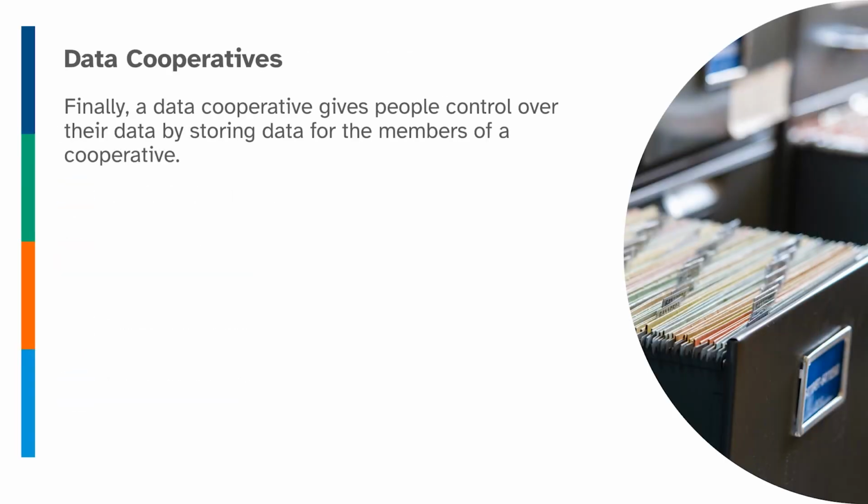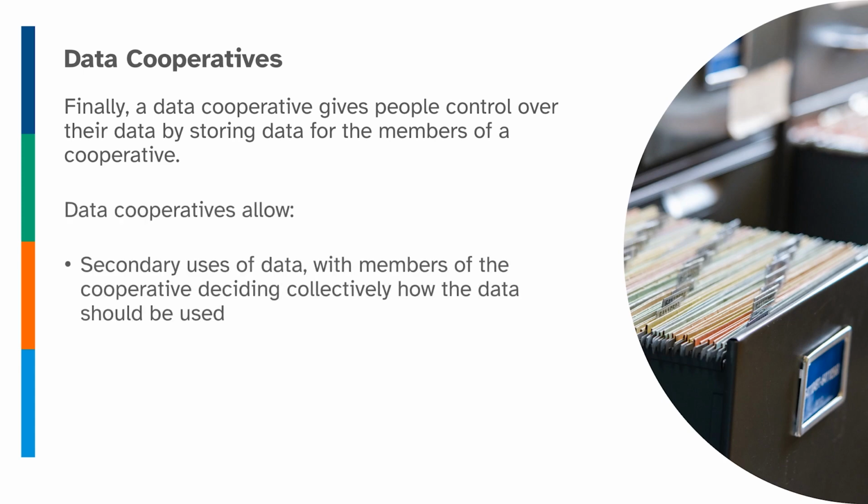Finally, a data cooperative gives people control over their data by storing data for the members of a cooperative. Data cooperatives allow secondary uses of data, with members of the cooperative deciding collectively how the data should be used, and members to set common ethical standards.